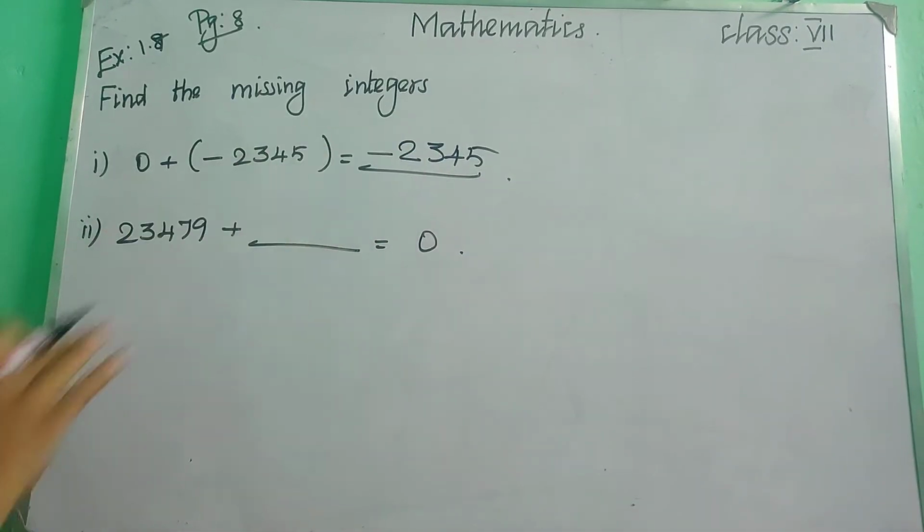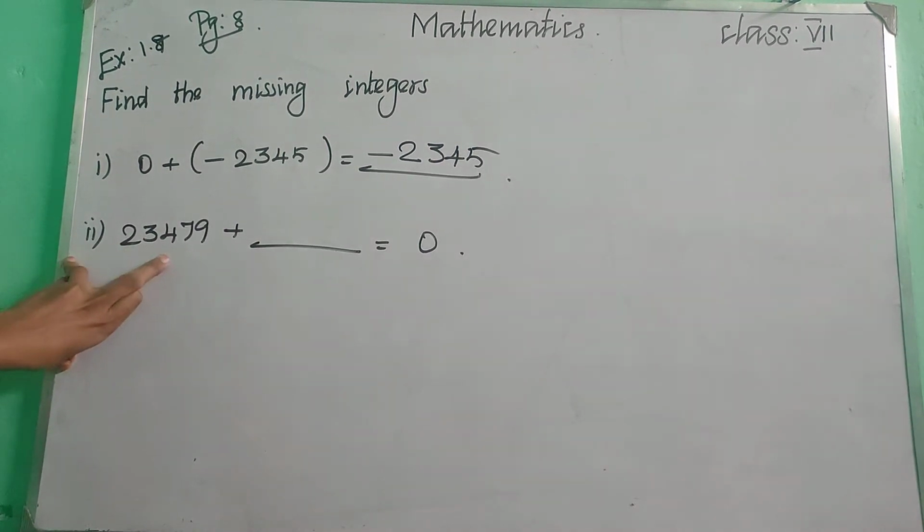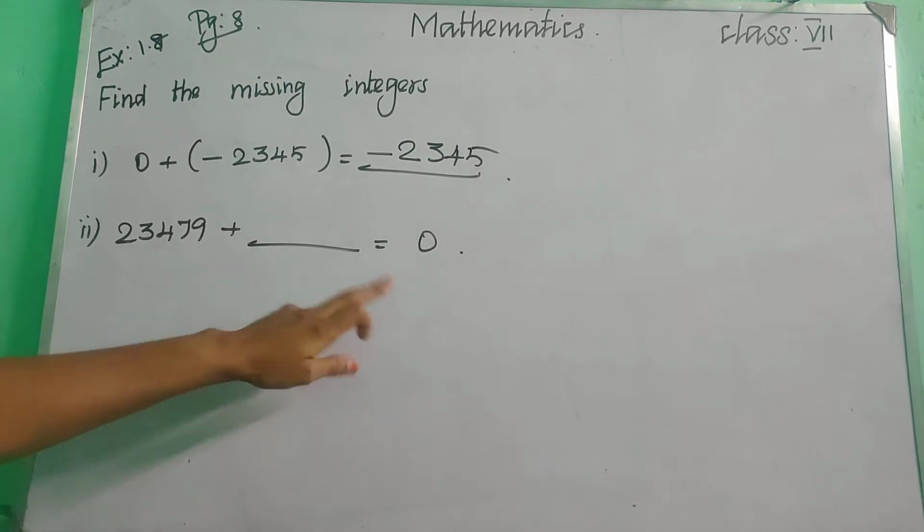So it's by additive identity. And then the second one, 23,479 plus dash equal to 0.